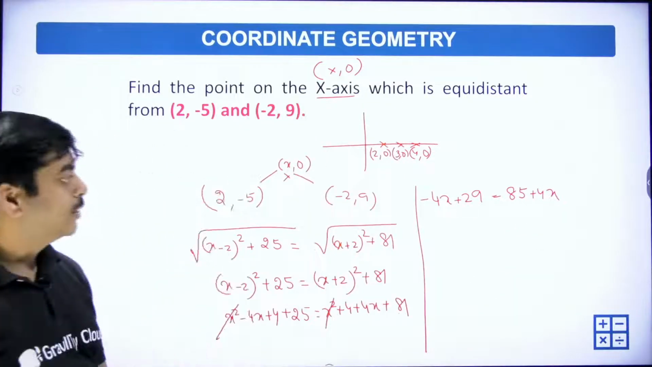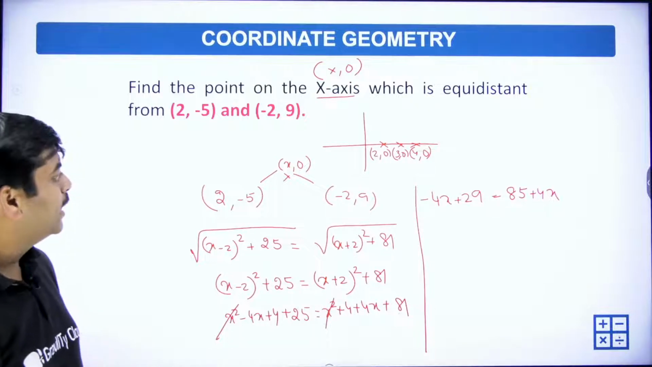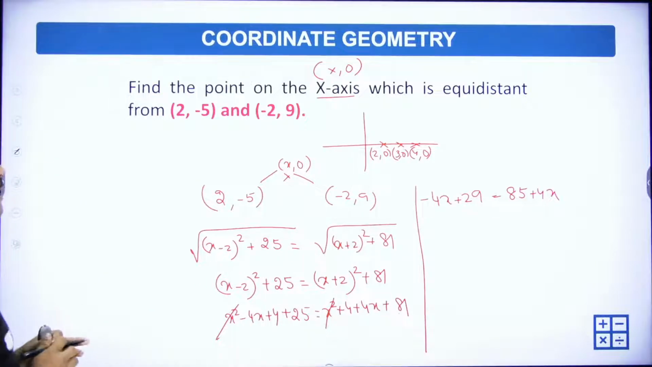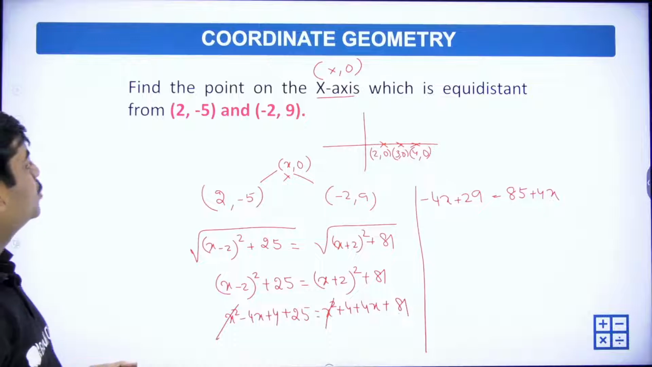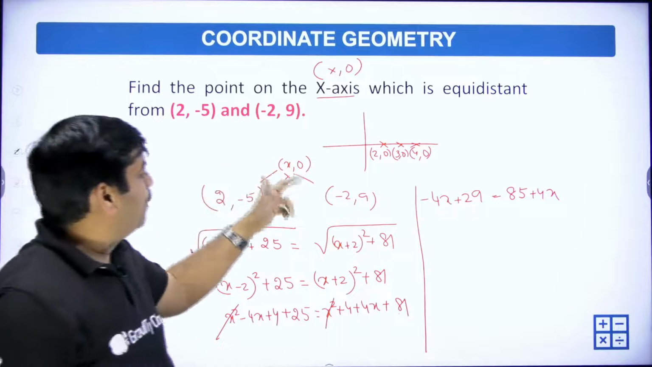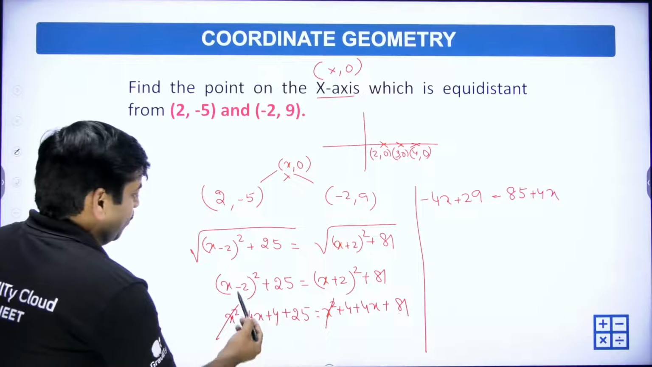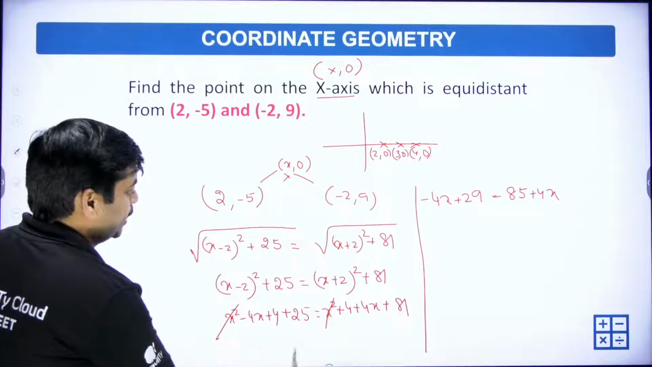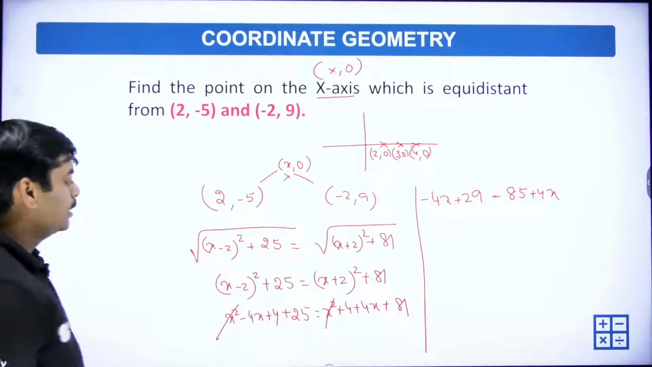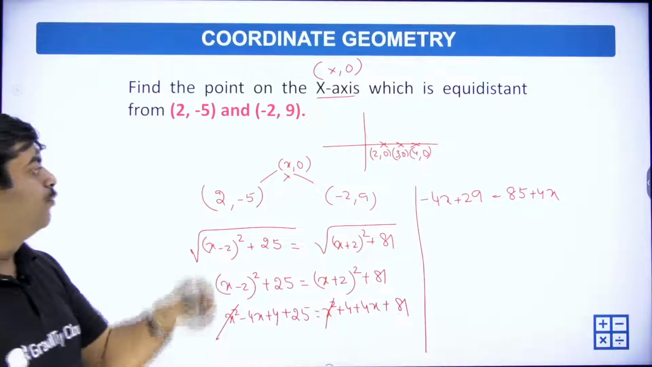So try to bring all the 4x together and all the constants together. I think we made some mistake somewhere because we are getting a negative value. Once again, let me cross check that. Find the point on the x-axis which is equidistant from (2, -5) and (-2, 9). (x - 2) whole square plus 25 is equal to (x + 2) whole square plus 81. That's correct. So x² - 4x + 4 + 25 is equal to x² + 4x + 4 + 81. Even this is correct. -4x + 29 is equal to 85 + 4x.